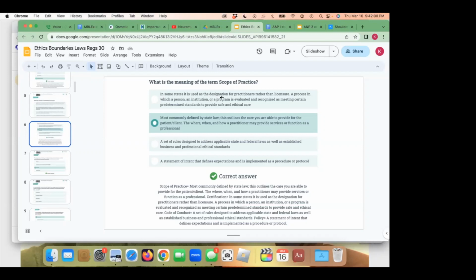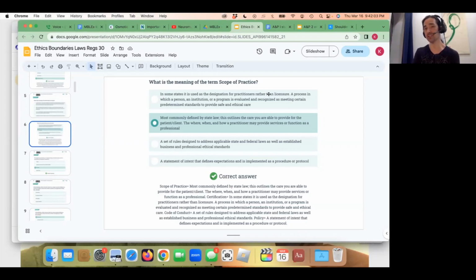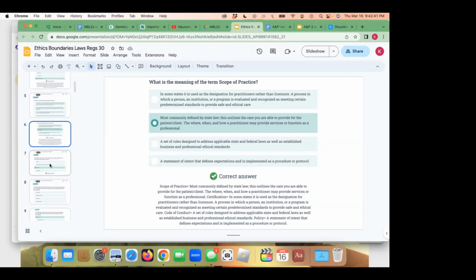And then this one, designation for practitioners other than licensure, is a certification. So a certified acupuncturist is a thing in New York. A licensed acupuncturist is a thing in New York. I don't know if you have certified massage therapists compared to licensed massage therapists. Probably in some states, and in Connecticut, yeah. And then policy is a statement of intent that defines expectations, what the client can expect, and what you expect. You expect your client to give 24 hours notice, to pay at the time of the visit, things like that, as a procedure or protocol. Policy.